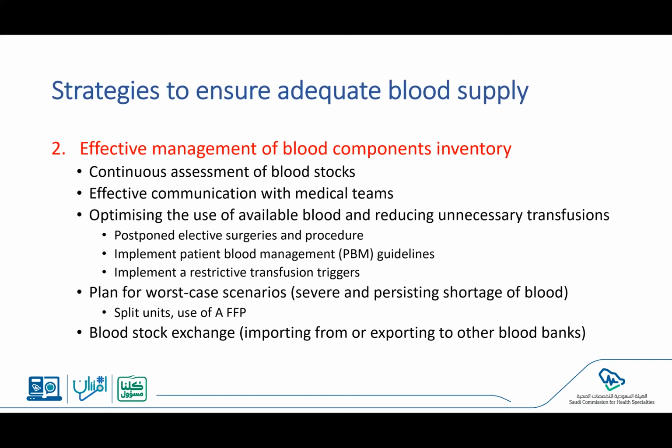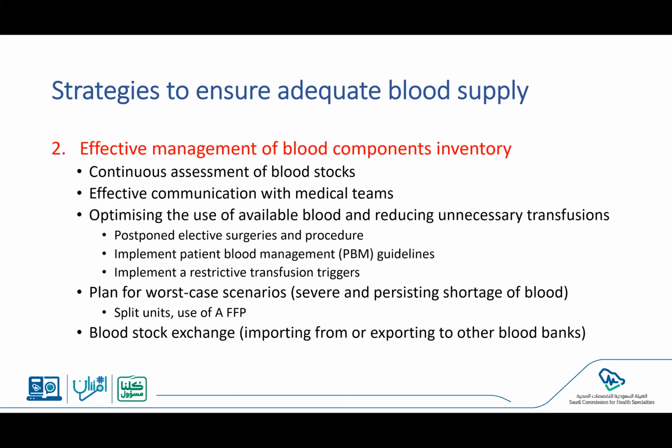Optimization of the use of available blood and reducing unnecessary transfusion, using measures such as postponing elective surgeries, has been maybe the first response to such a shortage. Also, implementation of patient blood management guidelines is very important, and from the literature it appears to be one of the most effective methods in such a scenario.